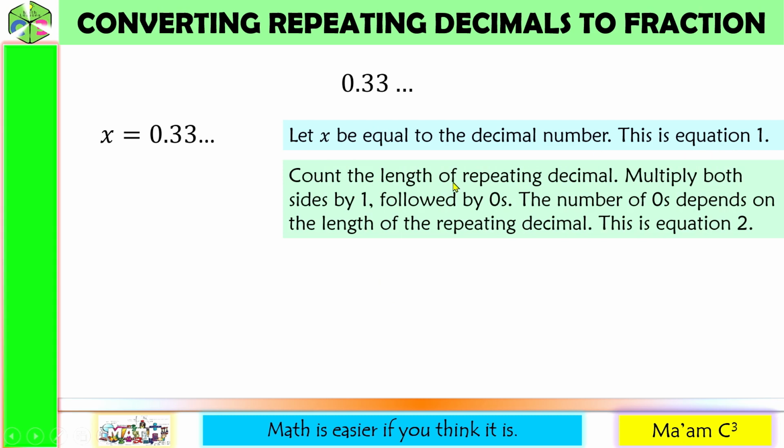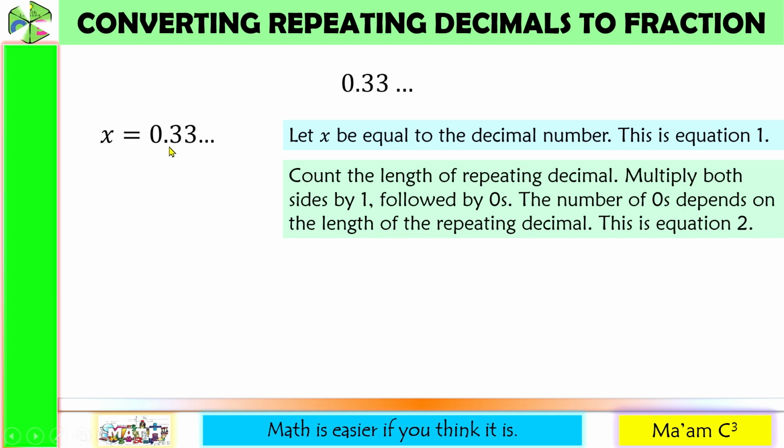When I say length of repeating decimal, you count how many numbers before the decimal was repeated. So in here, after the first number 3, it is already repeated. So the length of the repeating decimal is only 1.